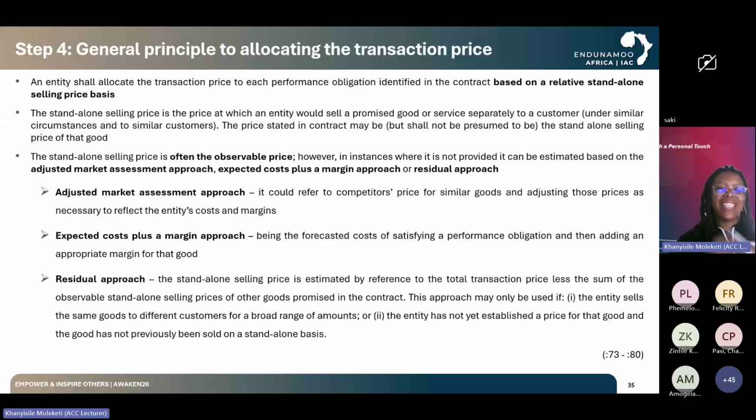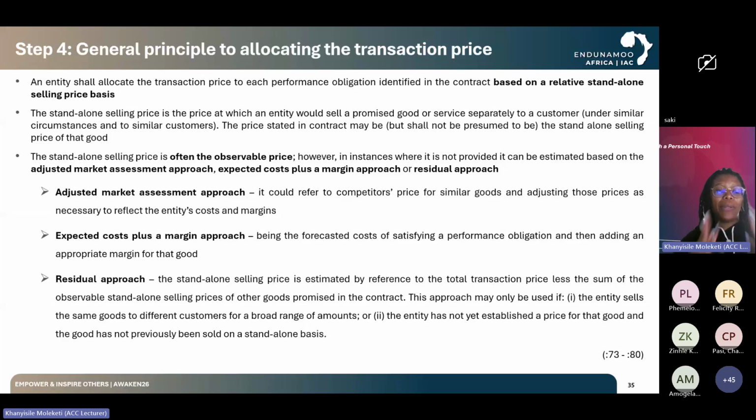Back to that concept of a standalone selling price. Let's say we've got 3 POs in the contract. We will need to allocate the transaction price to each of the 3 POs based on the relative standalone selling price. Meaning we need to determine the relative standalone selling price of each of the POs.